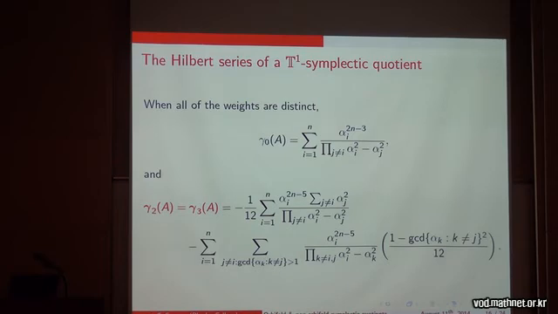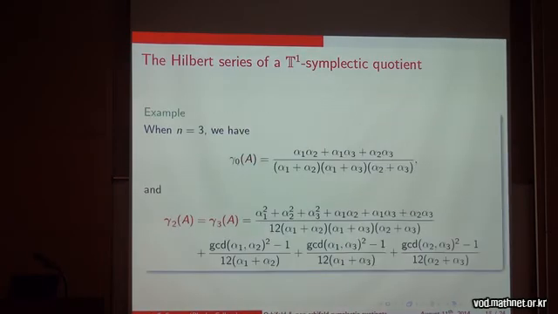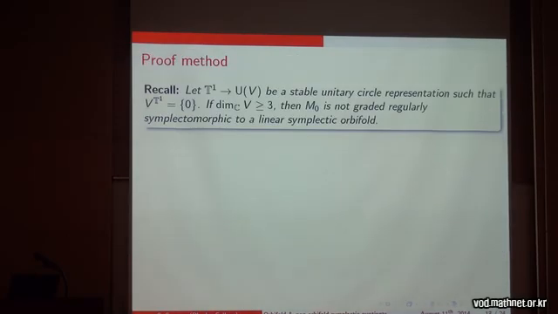But anyway, for n equals 3, just to give even more tractable examples, these are what the coefficients look like in terms of the 3 weights of the representation. So nice ratios of symmetric polynomials. We were talking about this in order to prove that the Hilbert series of an orbifold and the Hilbert series of a symplectic quotient are not the same.